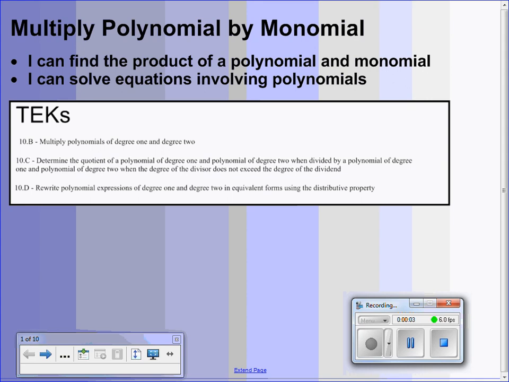In this lesson, we're going to talk about multiplying a polynomial by a monomial. By the end, you should be able to find the product of a polynomial and a monomial and solve equations that involve polynomials.